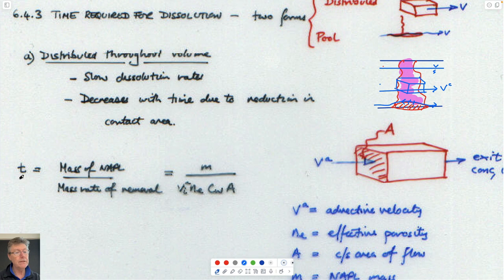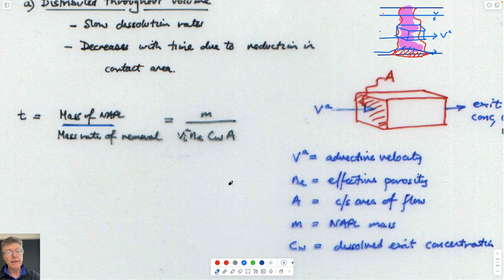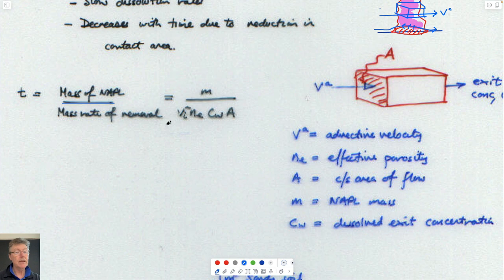Just like in the examples you've already done, the time taken to remove that material would be the mass of the non-aqueous fluid that's in place divided by its rate of removal. And so if we calculate the mass and its rate of removal, then we can calculate how long it would take to remove it. The rate of removal would be the Darcy velocity, which is this term here, times effective solubility times the area. That's exactly this, right?